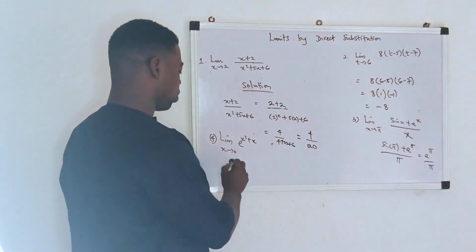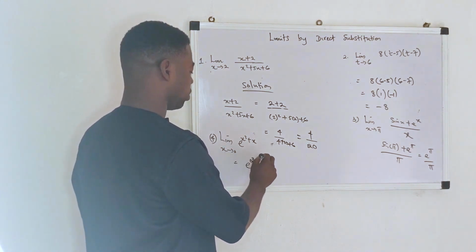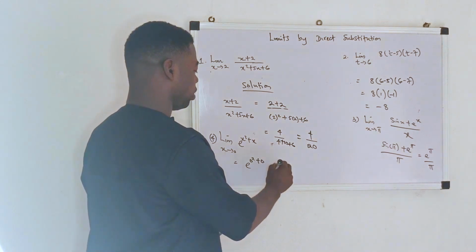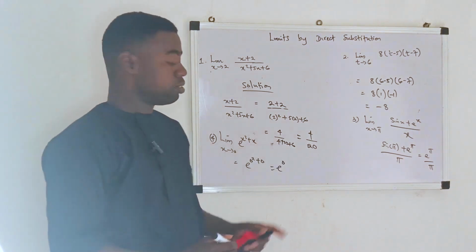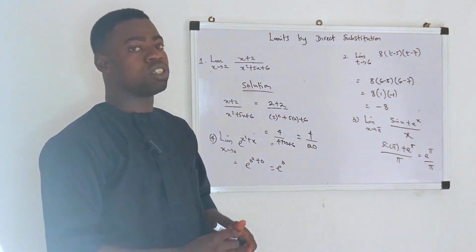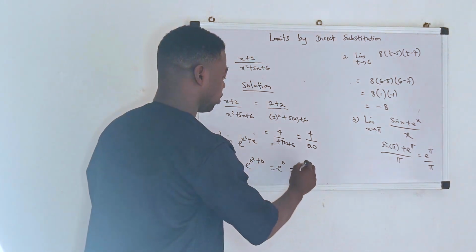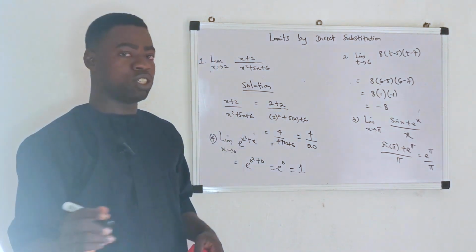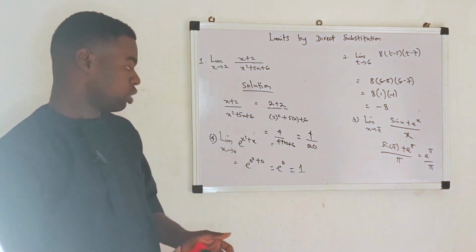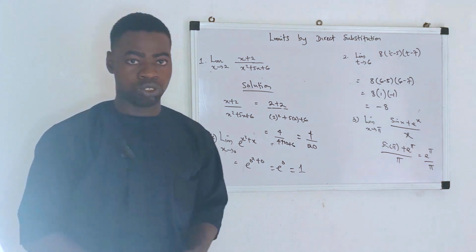Okay, let's do it. So this becomes e raised to the power of 0 squared plus 0. Of course, 0 squared is 0, right? So we have this equal to e raised to the power of 0, since 0 plus 0 is 0. And that will be equal to 1 from our law of indices. Anything raised to the power of 0 is equal to 1 except 0 raised to the power of 0, right? So that's equal to 1. So this is how we evaluate limits using direct substitution.